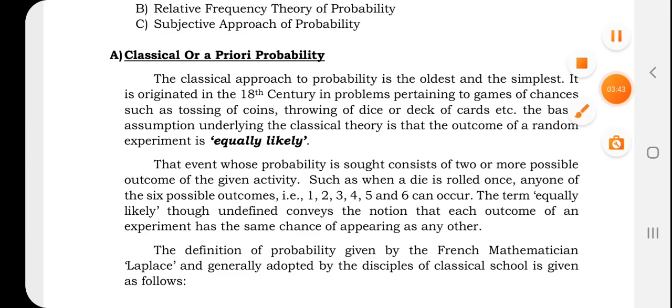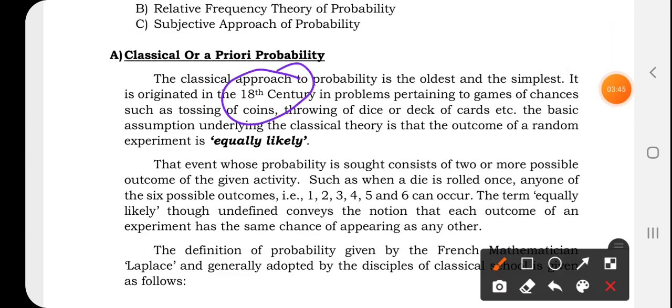It originated during the 18th century. As I told you, probability got its origin from games of chances, and this classical theory is the oldest and also the simplest one, which we are using till date. This theory came in respect of the problems pertaining to games of chances, which I have talked about, tossing of a coin, throwing of dice, etc.